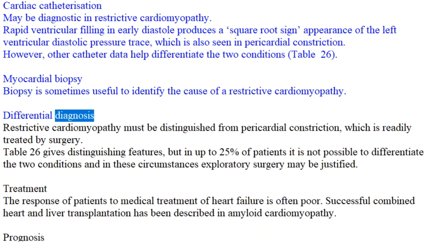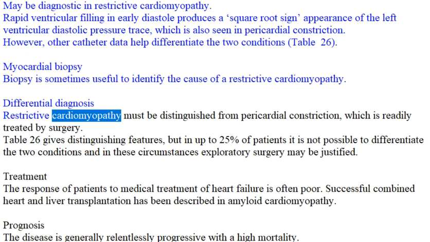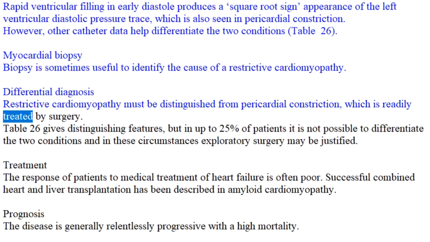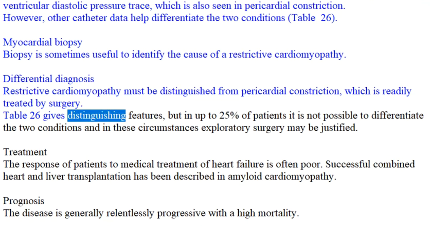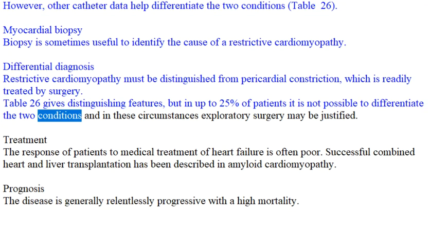Differential diagnosis. Restrictive cardiomyopathy must be distinguished from pericardial constriction, which is readily treated by surgery. Table 26 gives distinguishing features, but in up to 25% of patients it is not possible to differentiate the two conditions, and in these circumstances exploratory surgery may be justified.